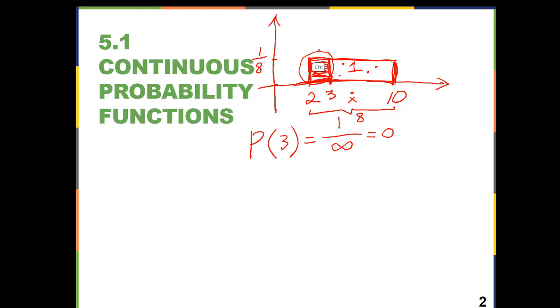Now, basically what we have to find is the area of this rectangle. And the area of this rectangle is nothing but the distance here, which is 1, times what? The distance here, which is 1 over 8. So it would be 1 times 1 over 8, which is 1 over 8, and that is the probability. So we can write it right here.